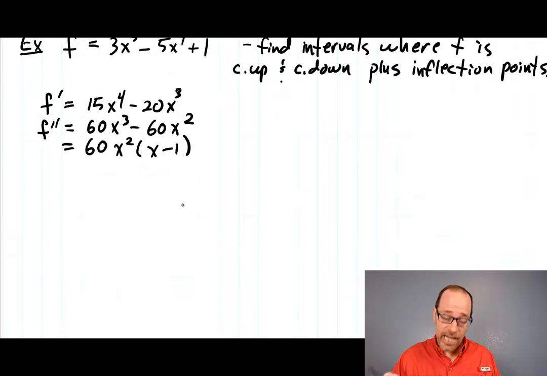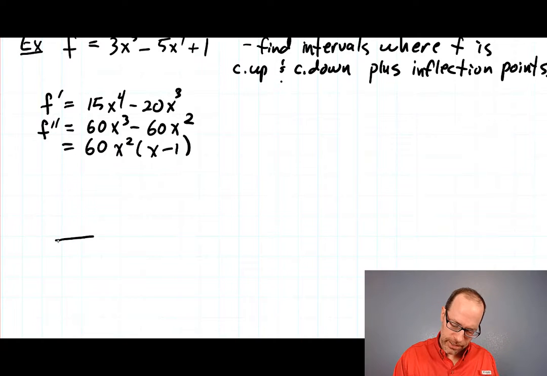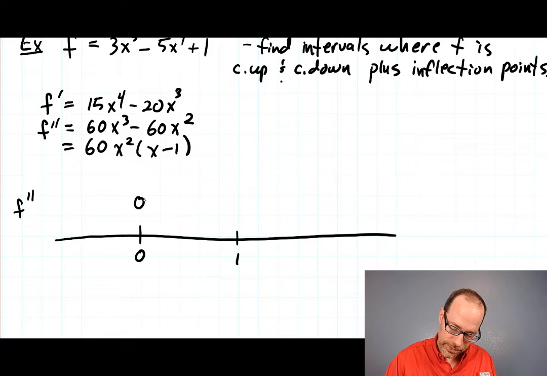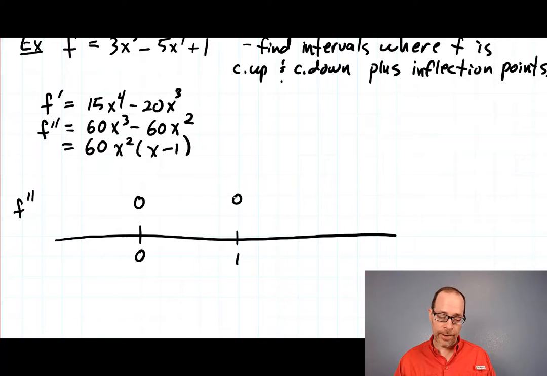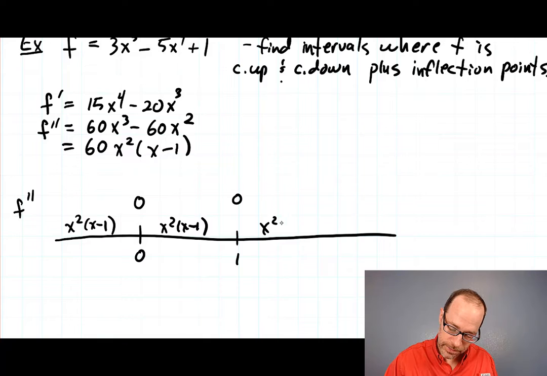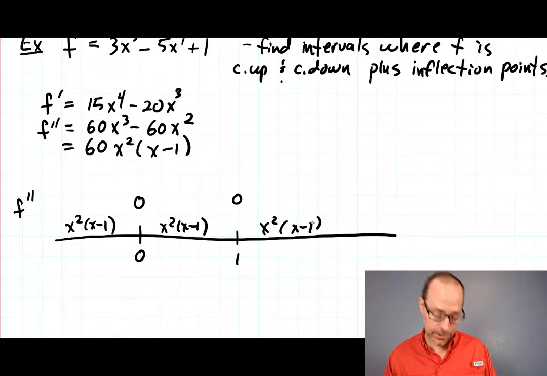We care about the sign of it. So we're going to do a similar technique that we did with the first derivative. We know the second derivative is going to be 0 at 0 and at 1. So the second derivative is 0 here and 0 there. Remember, the second derivative is x squared times x minus 1 in each of these intervals. I'm ignoring the 60 because it won't change the sign.